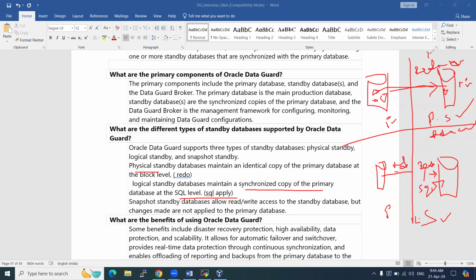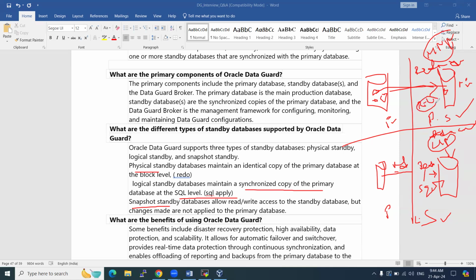Here we use the MRP process to apply your redo. Here we use the LSP process to apply your SQLs. Two different background processes will be there. We'll talk about that later. And the third one is the snapshot standby database. If you want to open this physical standby database in read-write mode, by default it is read-only mode.